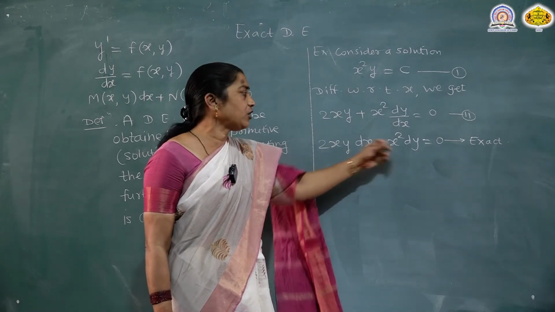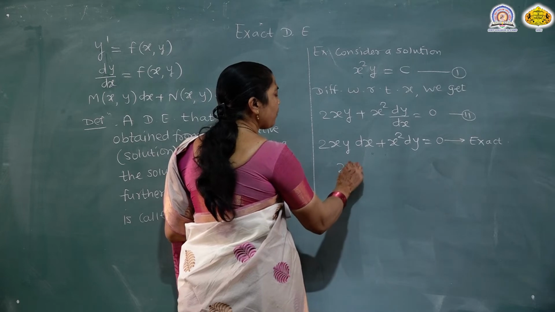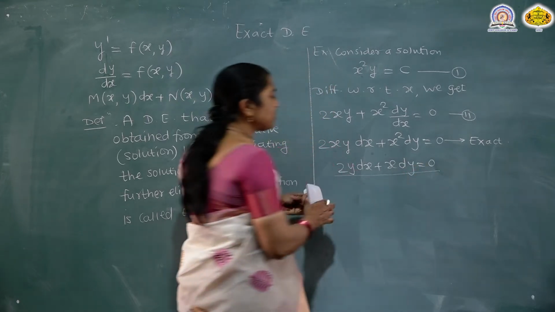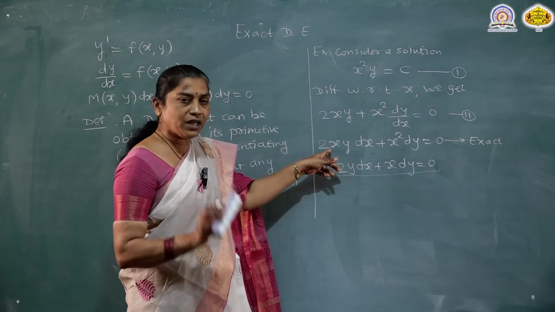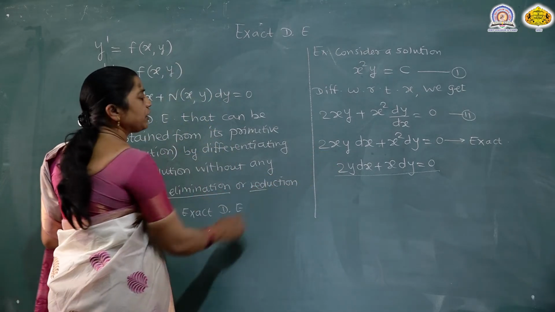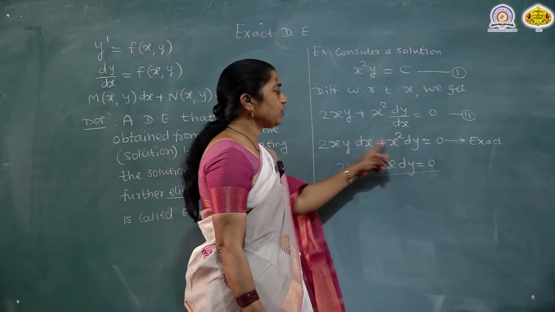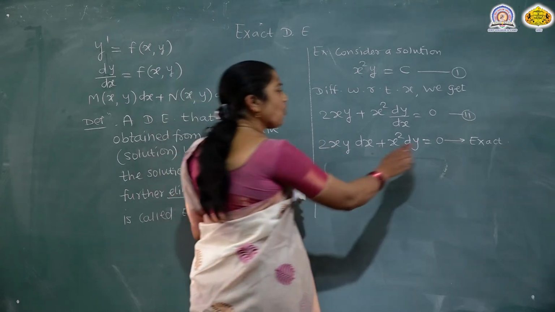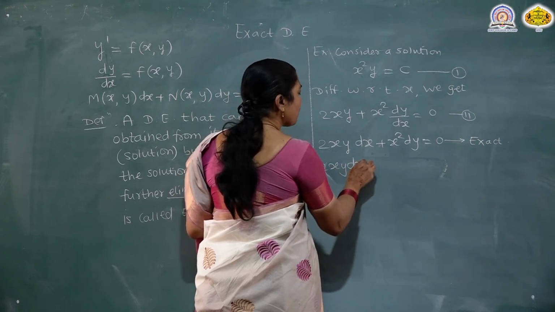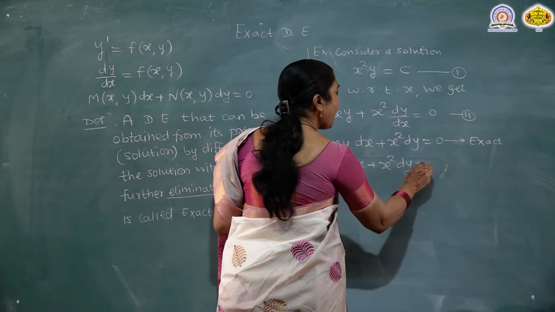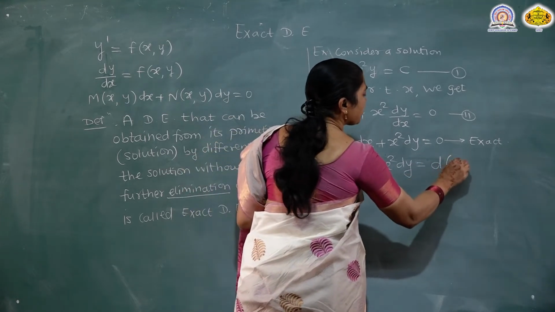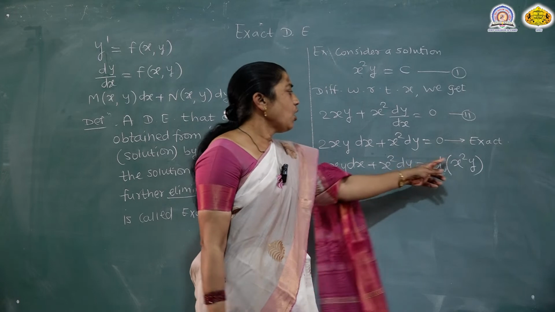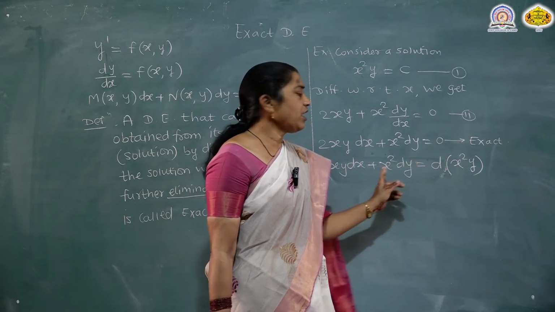Observe, x can be taken common. If you take x common, we will get the equation 2y dx plus x dy equal to 0. But we are not cancelling x because we want it to be exact. We keep it as it is. Don't do any elimination or reduction. We say that this is an exact differential equation. Why is it exact? Observe that 2xy dx plus x square dy can be written as the derivative of x square y.